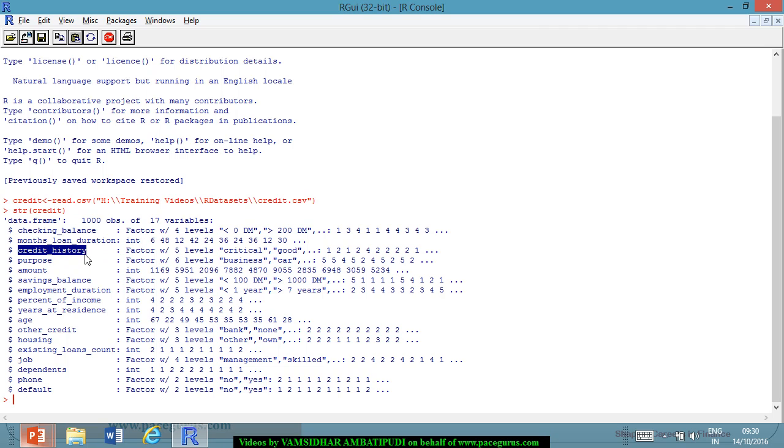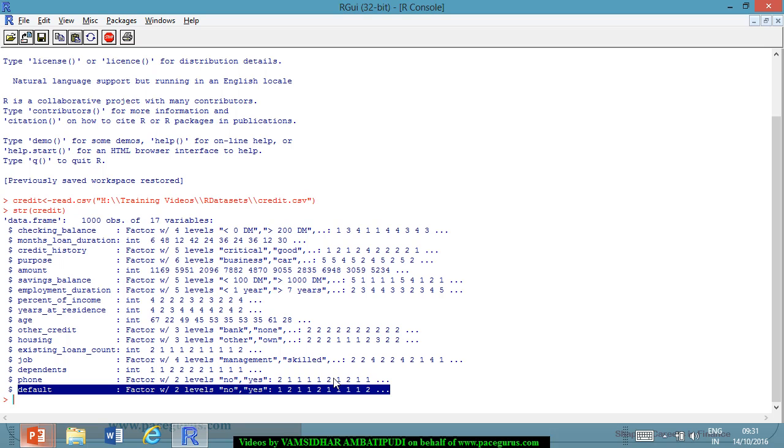Credit history is a factor variable. Purpose is a factor variable with 6 levels. Savings balance, factor variable with 5 levels. Employment duration, factor variable with 5 levels. Other credits, factor with 3 levels. Housing, factor with 3 levels. Job, factor with 4 levels. Phone, factor with 2 levels. There are also many numerical variables. Now default is my class variable, with values no or yes. This is what I am calling my class variable.